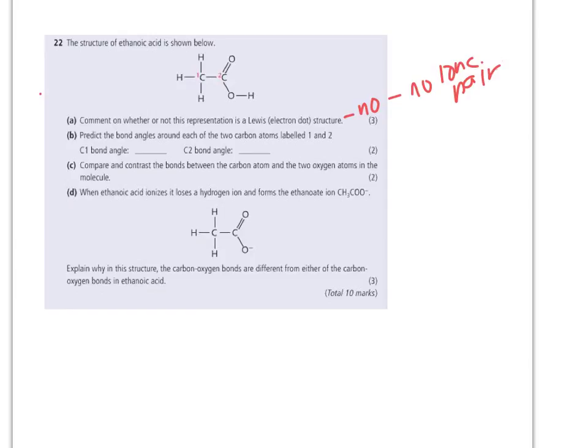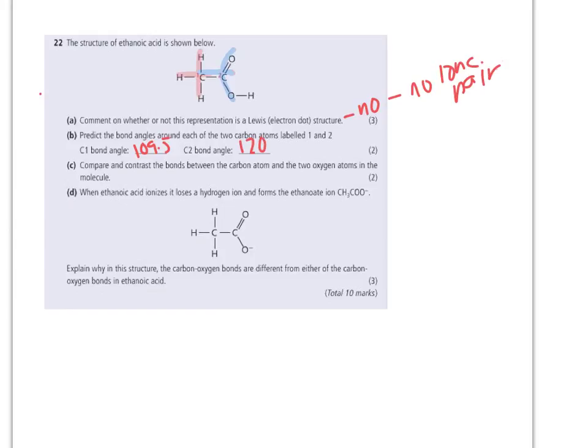And then predict the bond angles around each of the 2 carbon atoms. Well, the first carbon atom I see has this carbon, this hydrogen. It's got this shape there. It's got the 4 bonding pairs to it. So that would be tetrahedral at 109.5. But my second one, this carbon has a carbon, an oxygen, and an oxygen attached. So this one's going to be trigonal planar. So as far as the bond angle, the first one's going to be 109.5 and considered tetrahedral, but the second one is going to be 120.